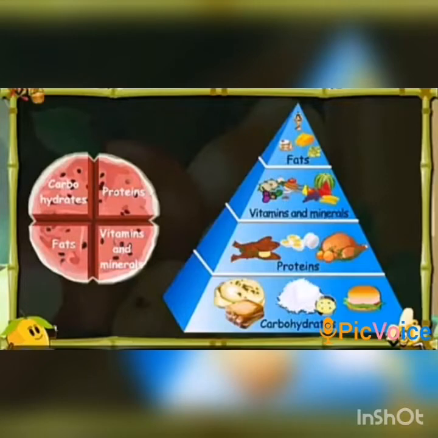Do you remember what we learned in the previous class? Yes, food groups and nutrients. Okay, what are nutrients? The substances that are needed by our body for energy, good health and proper growth are called nutrients. Okay, what are the main nutrients found in our food items? Carbohydrates, proteins, fats, vitamins and minerals.